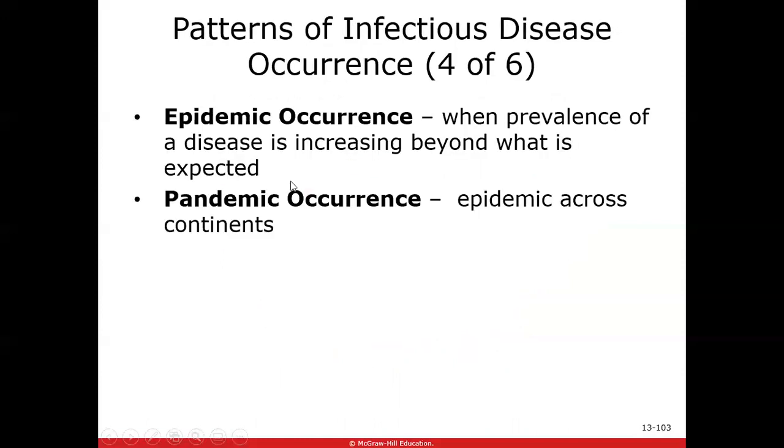Occurrence. Then you have epidemic. That's when prevalence of a disease is increasing beyond what's expected. Pandemic is epidemic across continents. So the prevalence of disease increases beyond what you're expecting, but when it's beyond what you're expecting across continents, then it's pandemic. It's across the world.